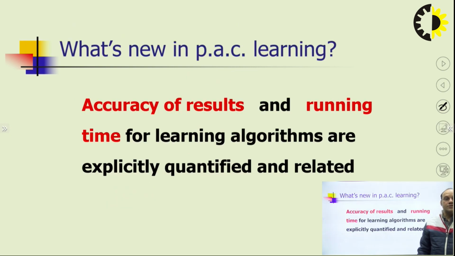Okay, so what's new in this learning theory? The accuracy of results and the running time for learning algorithms are explicitly quantified and related, so we can relate them. So here, by studying this PAC learning, we can find results accurately and in more appropriate time. Okay.